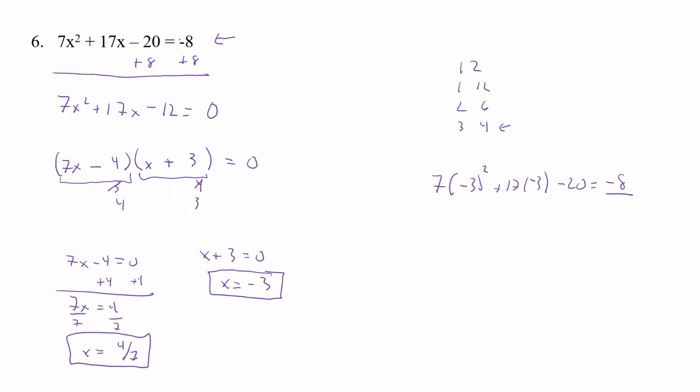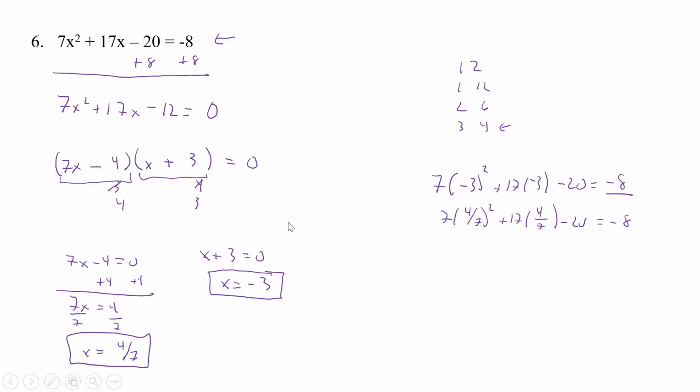Okay, so go back to that original equation to make sure it works. Again, you need parentheses when you have those negatives. And now when you have the fractions, you're going to want parentheses too. So you're going to want 4, and then divided by 7 squared, and then plus 17 times 4 over 7, then minus 20. And again, that should equal negative 8 when you get done.